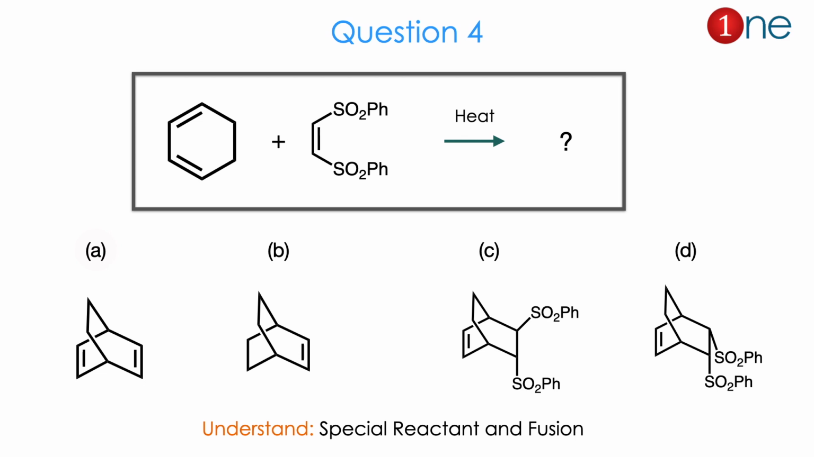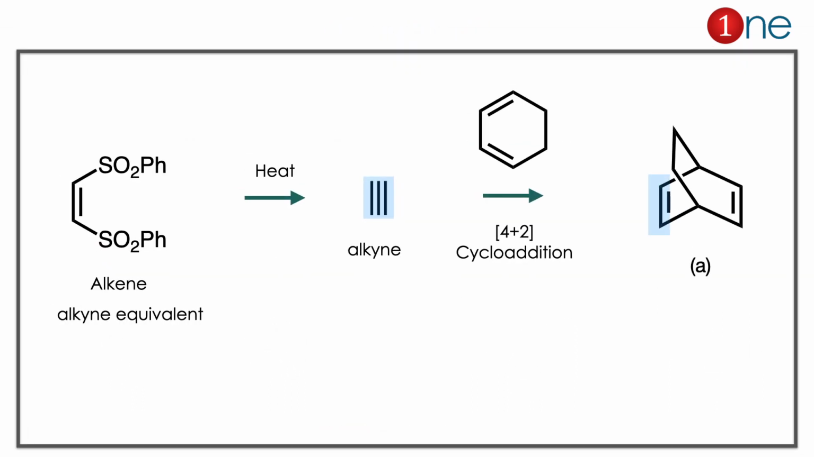So you have to understand that one special reactant is involved here and ring fusion definitely occurs there. The answer is A. Let us see how. The answer is very simple once you know the concept. The starting material, the phosphine sulfur reagent, is the alkene, which is an alkyne equivalent. Alkyne equivalent means you are using the alkyne there. So what really happens is, if you heat, both SO2Ph groups leave and you have the alkyne there.